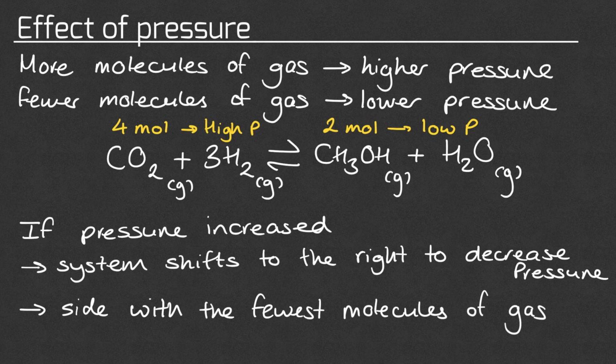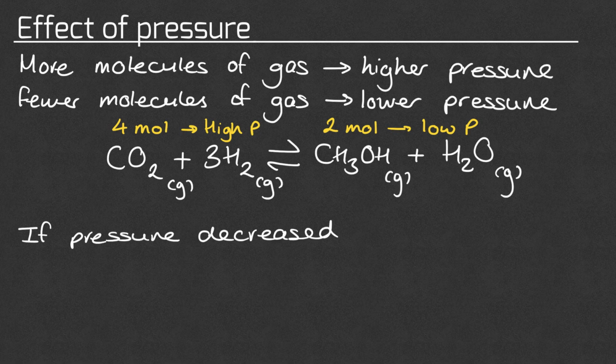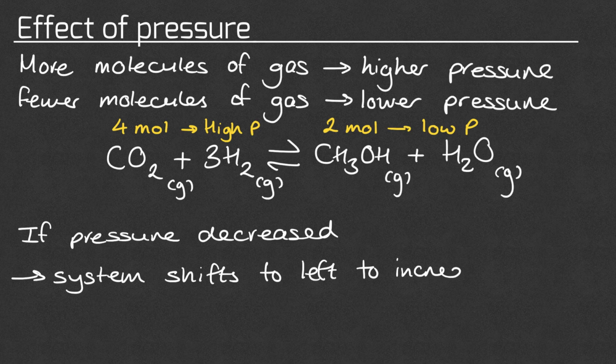And it would do this because the right side is the side with the fewest molecules of gas, therefore we know that means it has the lowest pressure, and we're trying to decrease the pressure. If the pressure of this equilibrium was decreased, the system would shift to the left-hand side to increase the pressure.